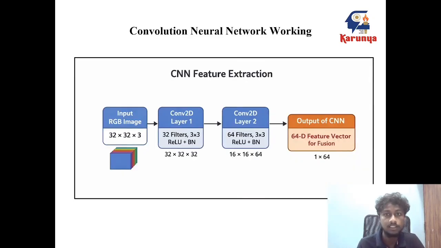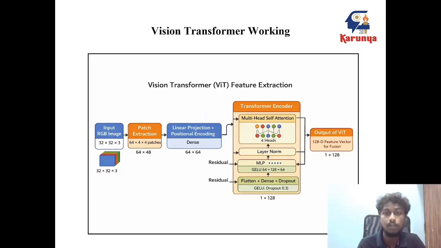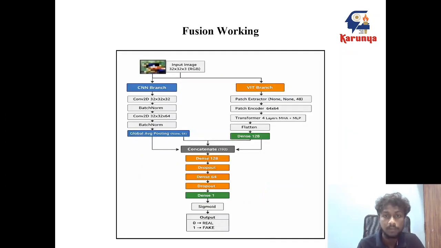So as I said earlier, this is the block diagram of the CNN branch, and this is the block diagram of the vision transformer, and this is the fusion working. The output from the CNN branch and the ViT branch will be concatenated, and using a dense layer and also dropout, we can have a single output.